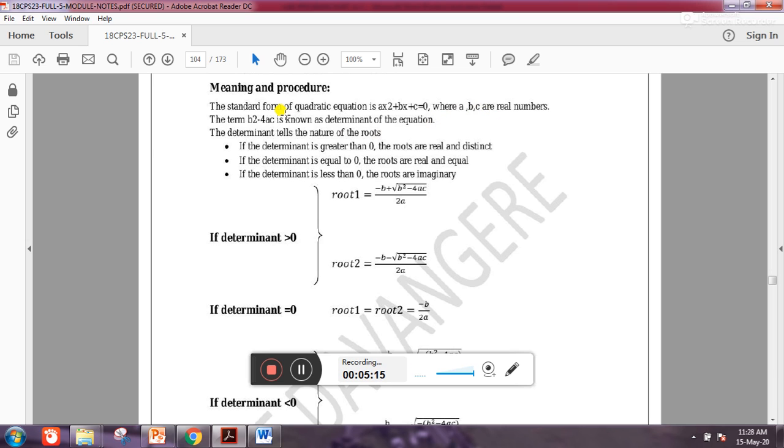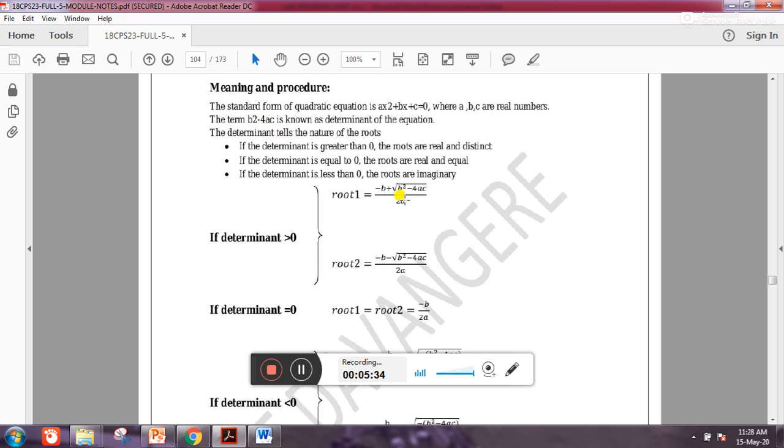Okay, and then we have to find out the determinant value. Based on the determinant value, we find the roots. How do we find out the determinant value? By using this formula: b square minus 4ac. If the determinant value is greater than 0, then the roots are real and distinct. To find those roots, we need to use this formula, root 1 and root 2.